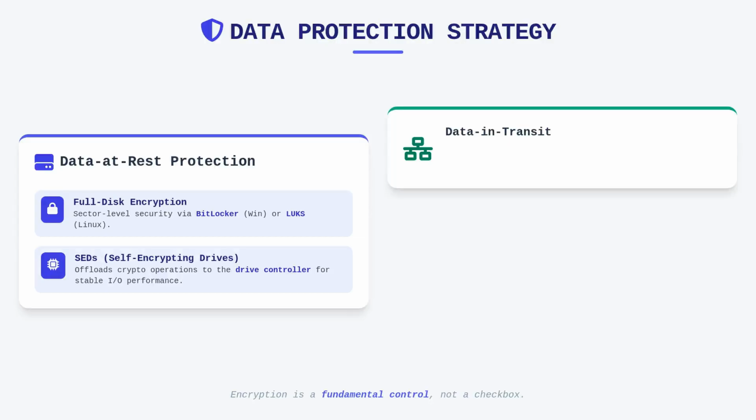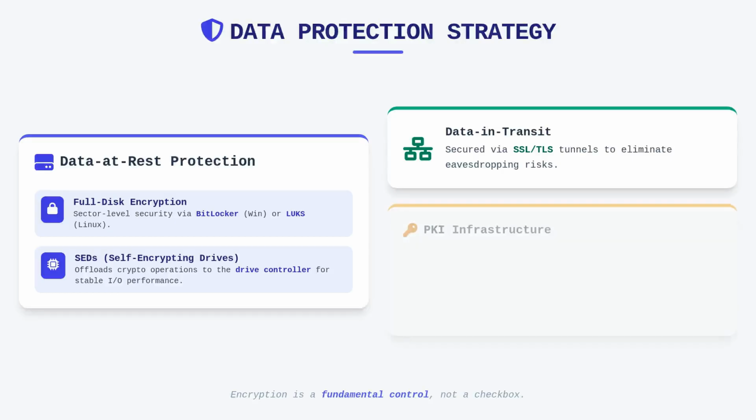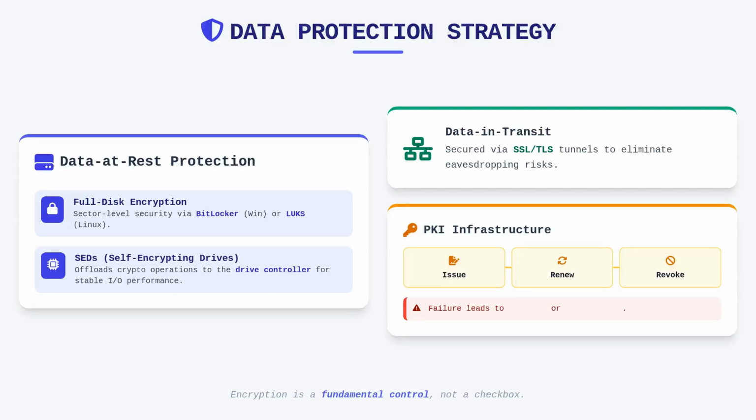For data in transit, we rely exclusively on SSL and TLS protocols to establish encrypted tunnels that prevent eavesdropping during network communication. Managing these identities requires a public key infrastructure, which provides a structured way to issue, renew, and revoke certificates. Without a disciplined approach to certificate lifecycle management, you risk expiration-related downtime or, worse, man-in-the-middle attacks resulting from untrusted or misconfigured root authorities.